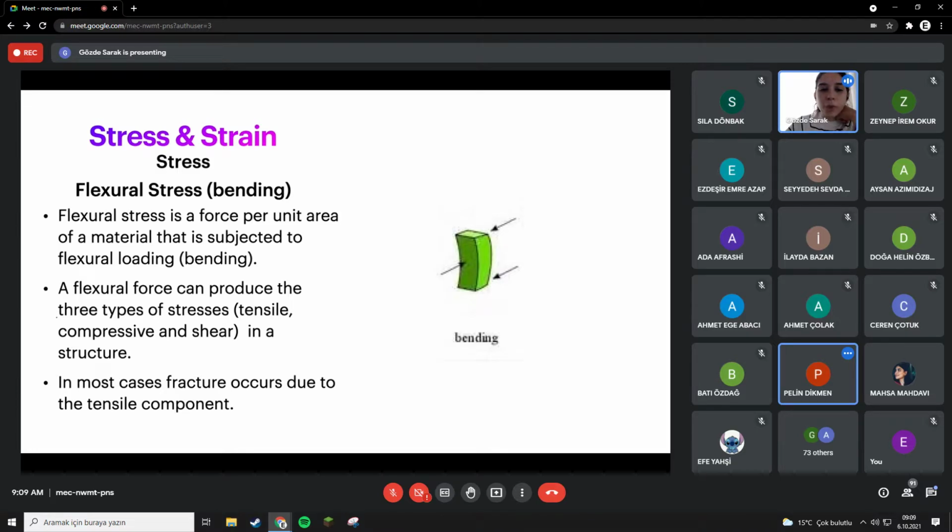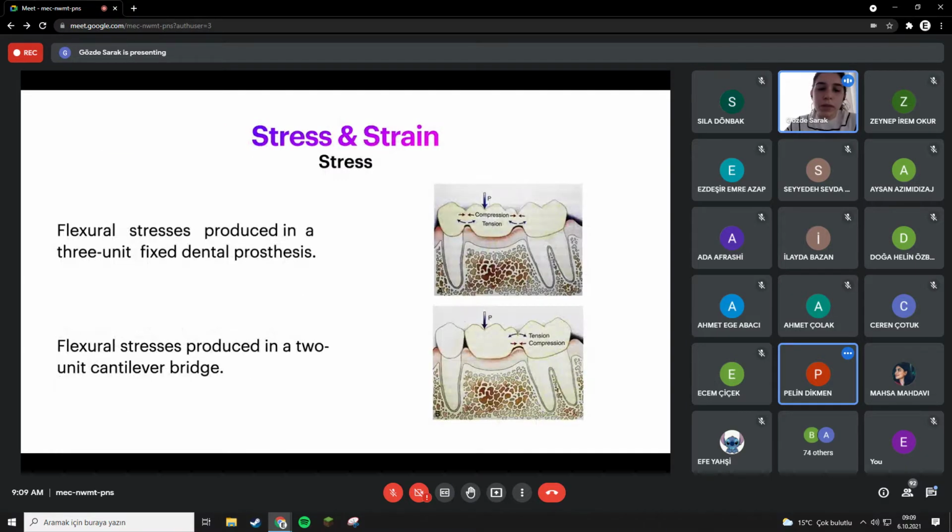Bending stress is a force per unit area of a material that is subjected to flexural loading. A flexural force can produce tensile, compressive, and shear stress in a structure. But in most cases, fracture occurs due to the tensile component. On this slide, you can see the different stress between a 3-unit fixed prosthesis and a 2-unit cantilever bridge when a flexural force is applied.